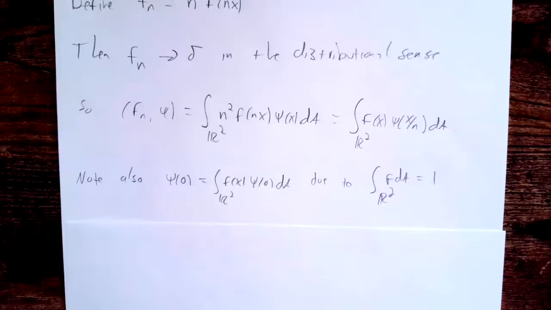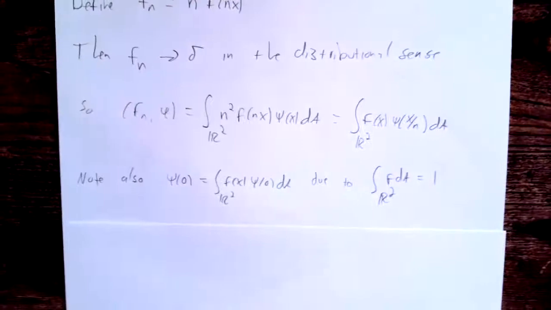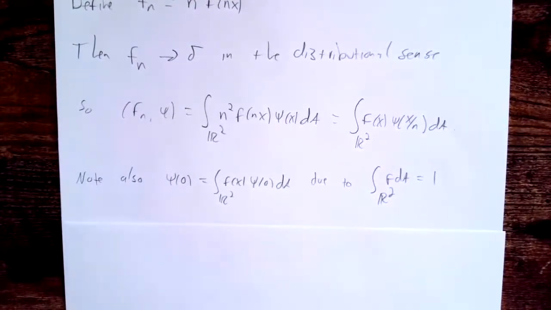So I want to look at the difference of f_n applied to psi with... that's ghost, sorry about that. The cat getting in the camera. So I want to look at the difference between f_n applied to psi and psi of 0 and show that that difference is very small.